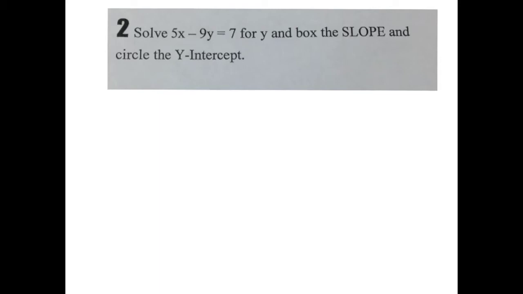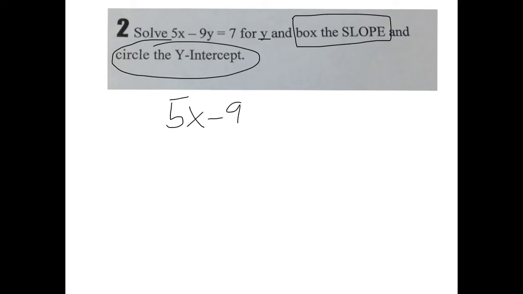Alright, number 2, it says solve 5x minus 9y equals 7 for y, and put a box around the slope and then circle the y-intercept. So again, this idea of solving for y is not going to go away. This is the same as isolating y. We're trying to get y by itself. So 5x minus 9y equals 7. Okay. So we put a box around here. We're trying to get y by itself.